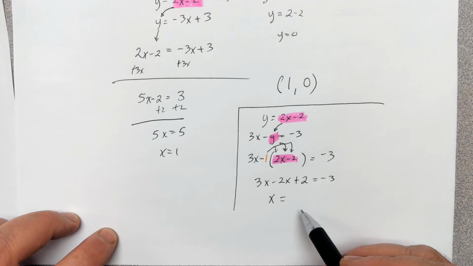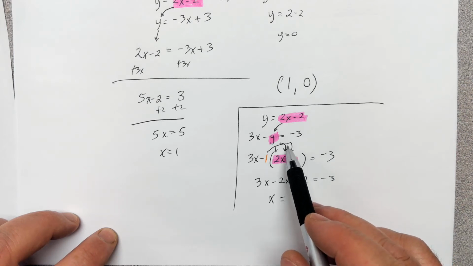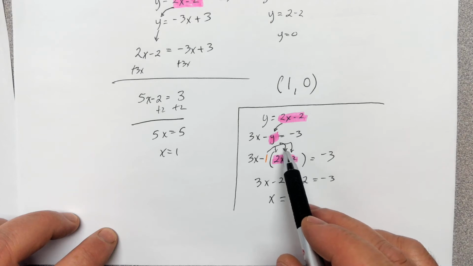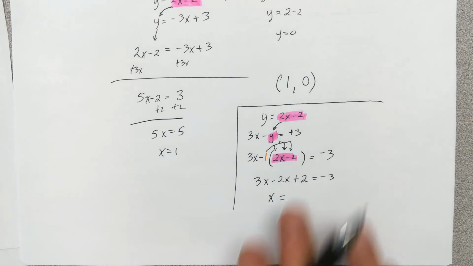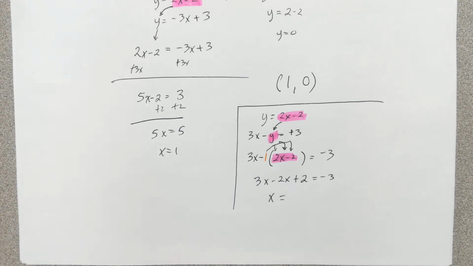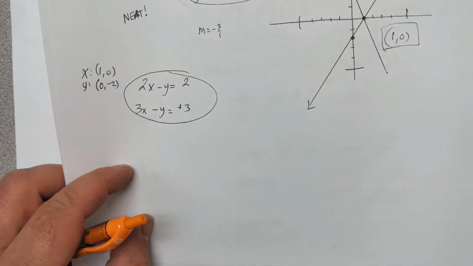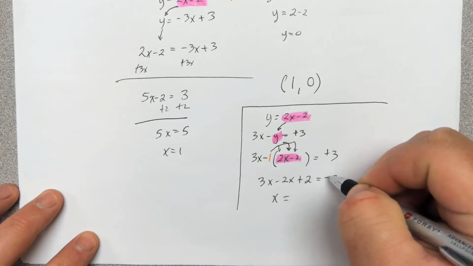Wait, I did something dumb. Oh, that's a plus 3. I'm sorry, my fault. It's not negative 3, it's positive 3. I said that earlier over here and messed it up. It's a plus 3. I confess, it's Donald Trump's fault. I'm sorry. Yeah, that's a plus 3.